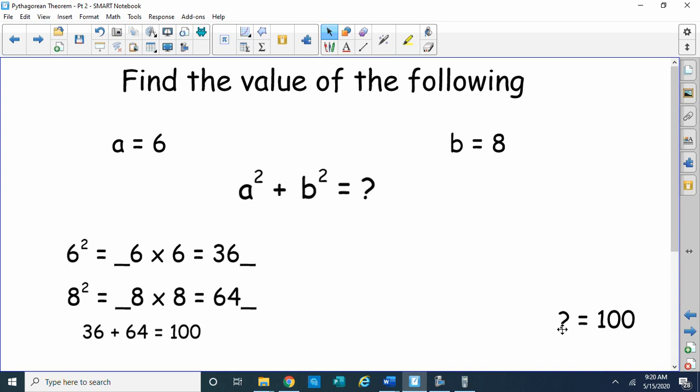And then I asked that magical question, what's the square root of 100? And a lot of people said 10, not 50, because 50 times 50 is 2,500. So 10 times 10 is 100.